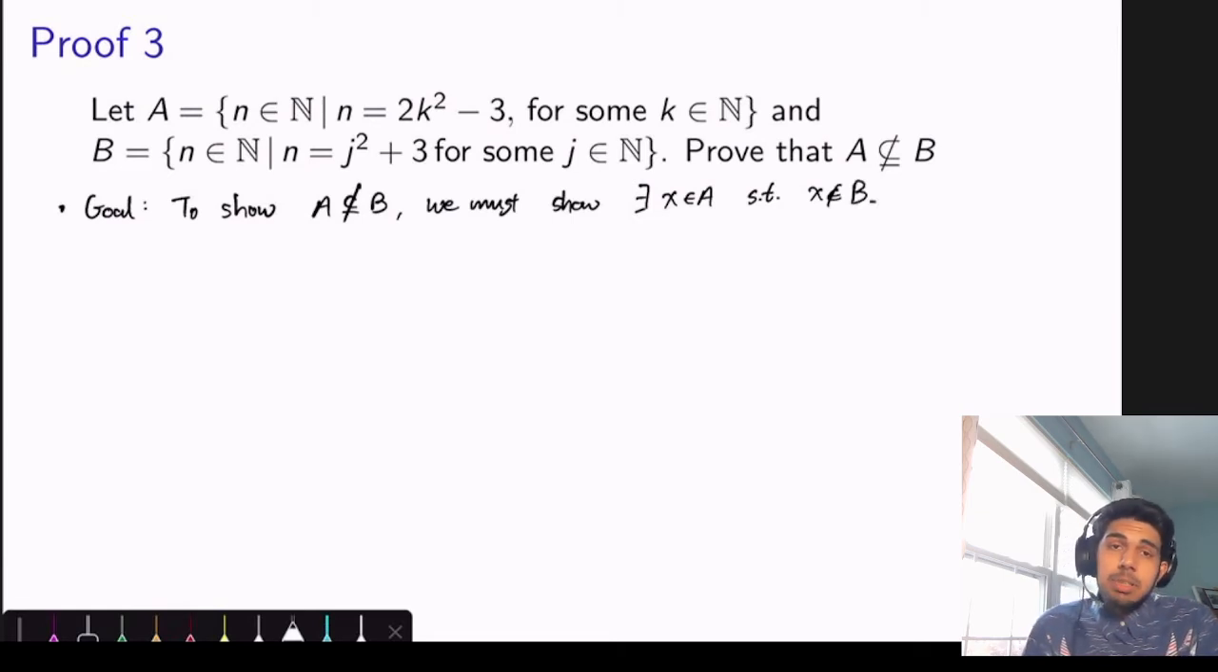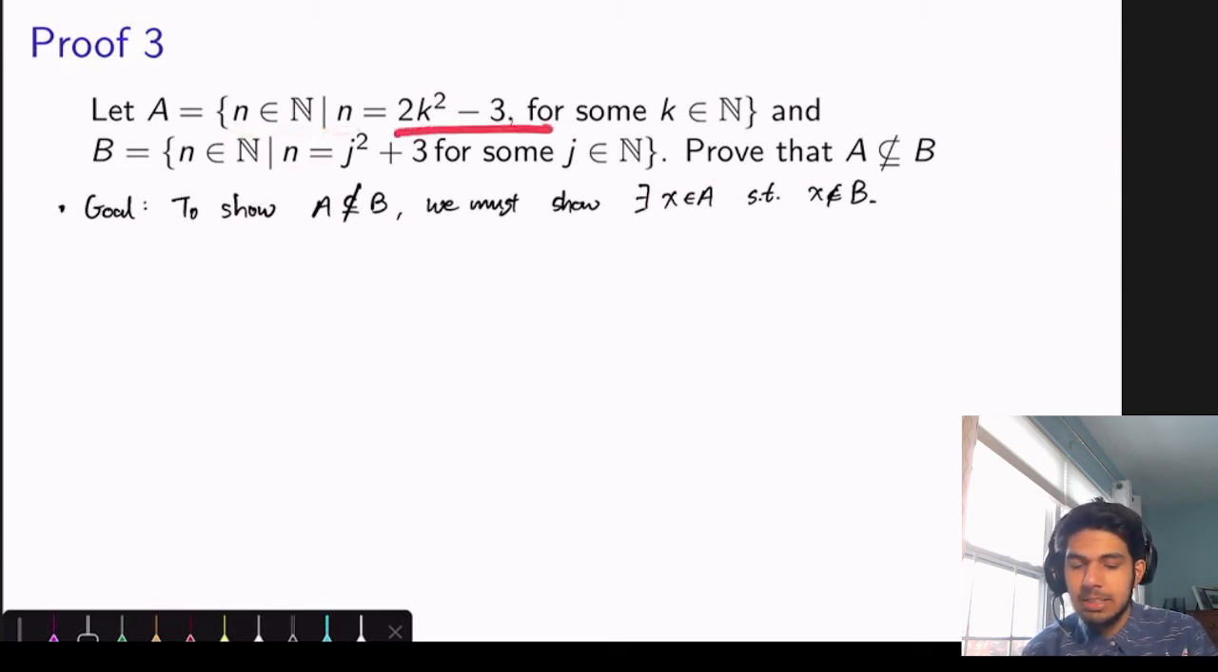That's what we want to show. And well, we can simply do this just by giving that value, right? If we find a value in A that's not in B, then we're done. So why don't we start figuring out some values in A? So let's take a look at what A is. A is the set of n which come from the natural numbers such that n is equal to 2k squared minus 3 for some k in the natural numbers.